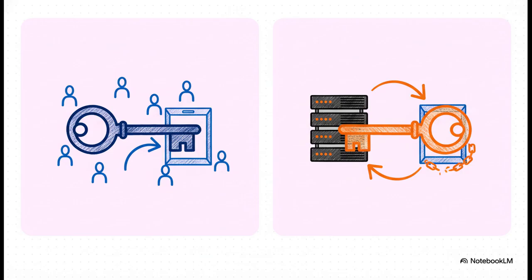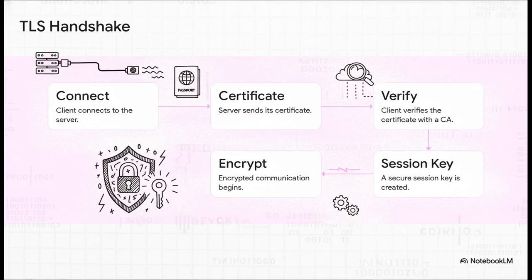They're a perfect match. And this all comes together in something called the TLS handshake. It's this incredibly fast negotiation that happens in milliseconds. Your browser says hi, the server shows its passport, that certificate, and your browser does a quick background check with the authority that issued it.